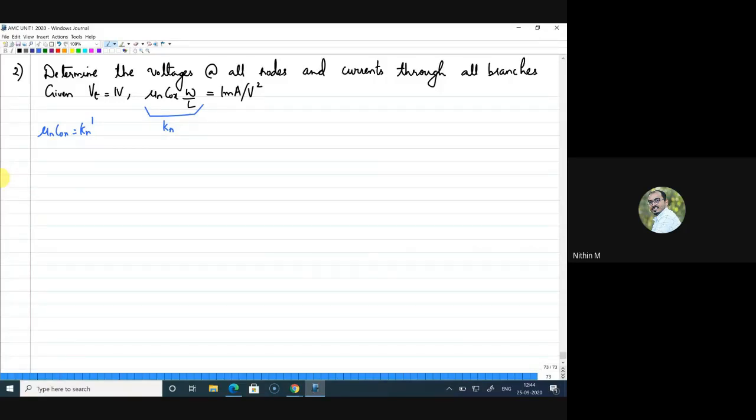But we will make it very clear that Kn is nothing but mu n Cox W by L, since W by L is an aspect ratio and you cannot tell from the units alone. And one more thing is given, which is the lambda information. So lambda is given as 0. Now, the circuit diagram is this.